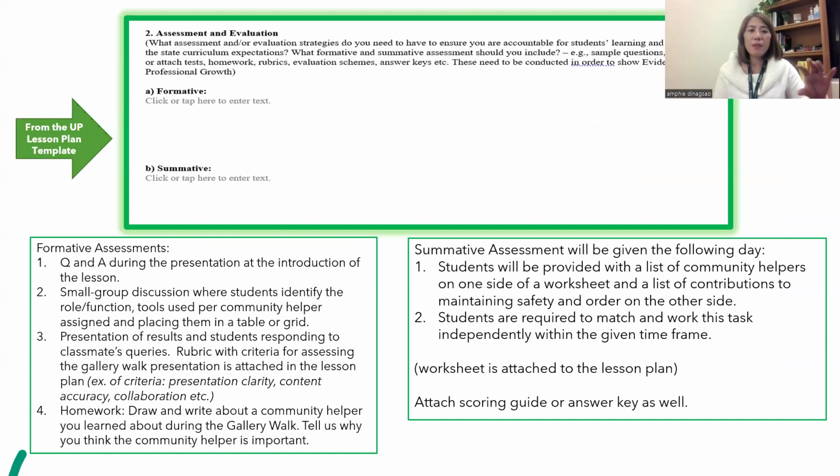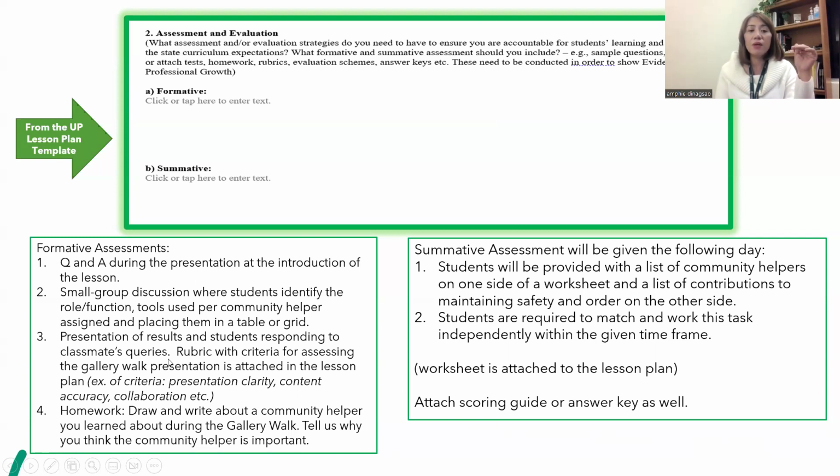In my example, I'm going to place there that I'm going to start with, remember, I asked what is a community, or who makes our school safe and in order. So that means my formative assessment would be Q&A, and then I'm going to do a small group discussion. But you have to also specify what made you say that. Part of my formative assessment is the presentation, the results, and students responding to classmates' queries.